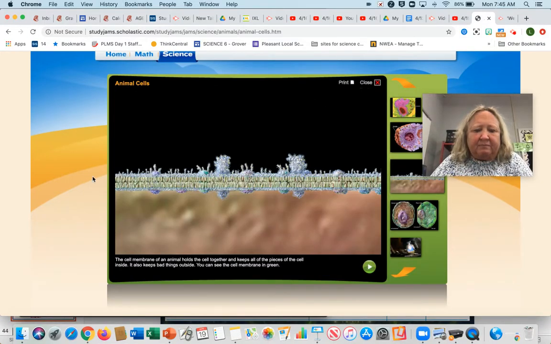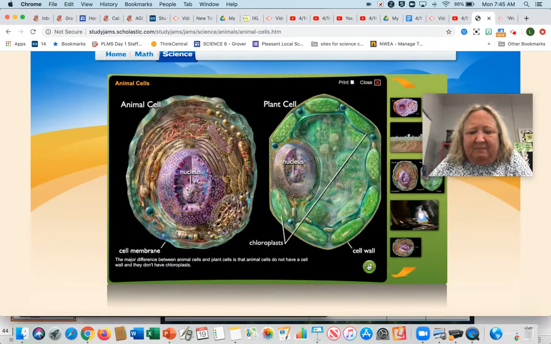Around all cells, well, all eukaryotic cells, is what's called a cell membrane. It keeps the cell together, and it keeps things in and also keeps things out. It determines what enters and exits the cell. Like it says, it keeps all the parts of the cell inside and it keeps bad things out.